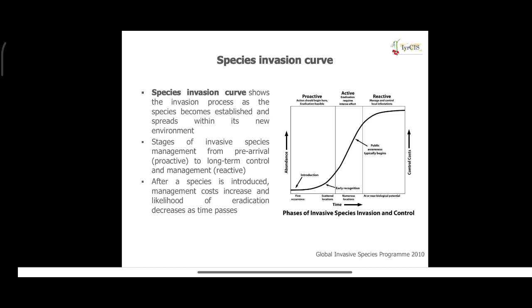sequential manner, the stages of the invasion process from the introduction of a new alien species till its spread in new environments. It would be easier to control and manage the invasive species at earlier stages. That would be a proactive approach and not a reactive approach, because the management cost increases and the likelihood of eradication decreases as time passes.